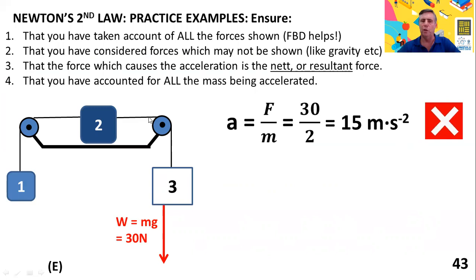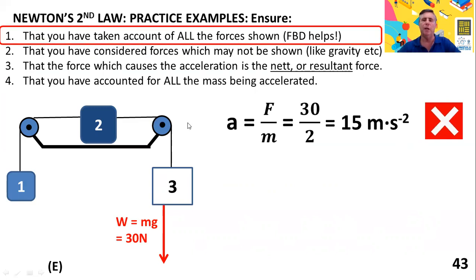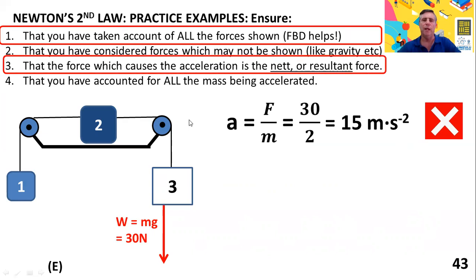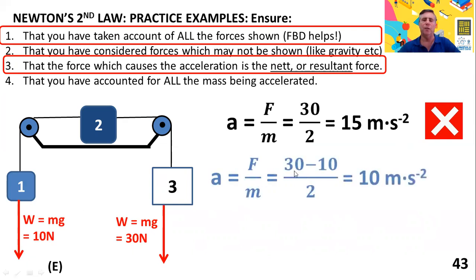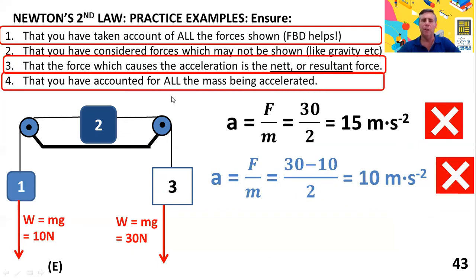But no, this is not the same as example A, because have we taken account of all the forces and have we considered a resultant force? No, but it's also a 10 Newton force down because of the weight of the 1 kilogram block. So in fact, we could try again and say it's 30 minus 10, 30 to the right, 10 to the left, divided by the mass of 2 equals 10 meters per second squared. Again, no, because we haven't accounted for all the mass being accelerated.